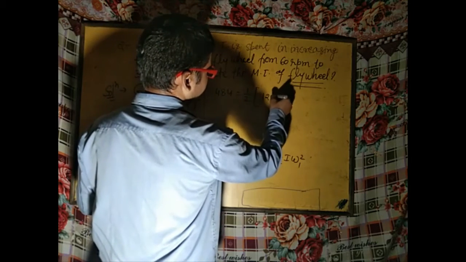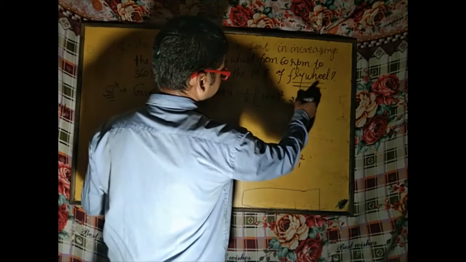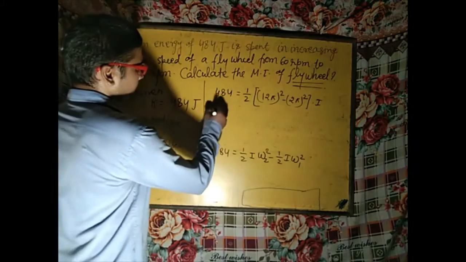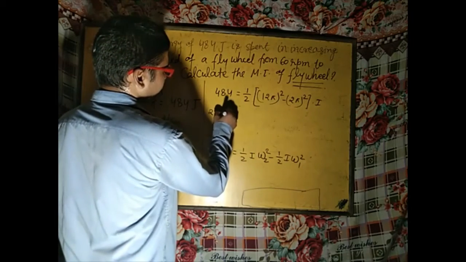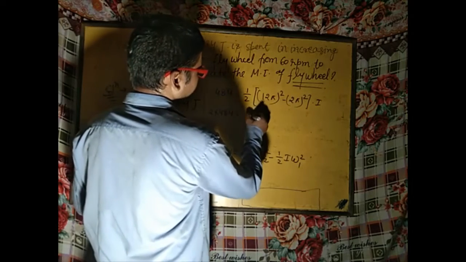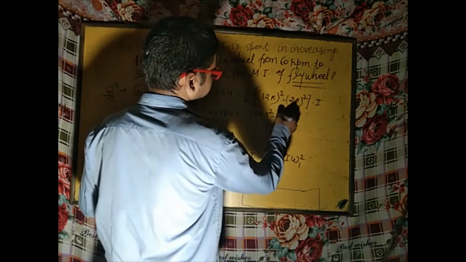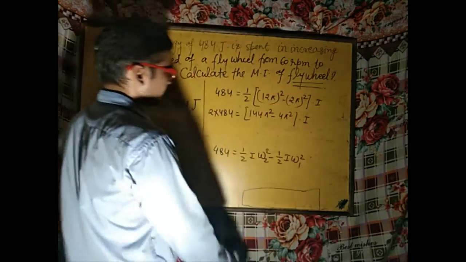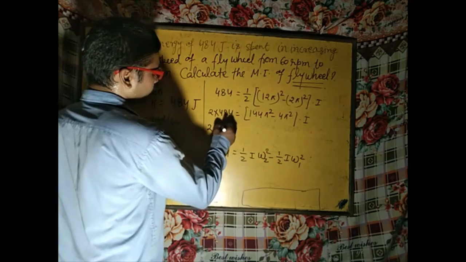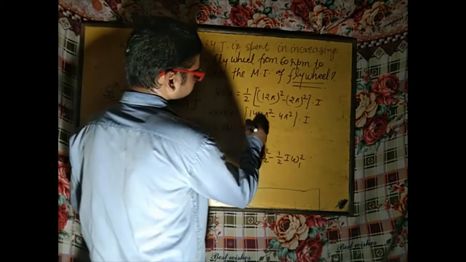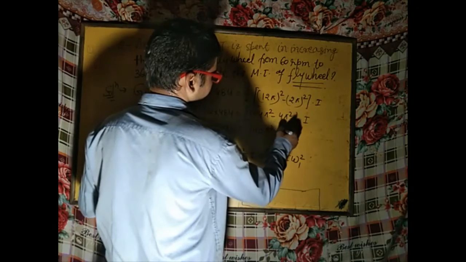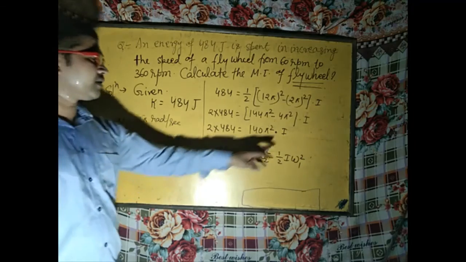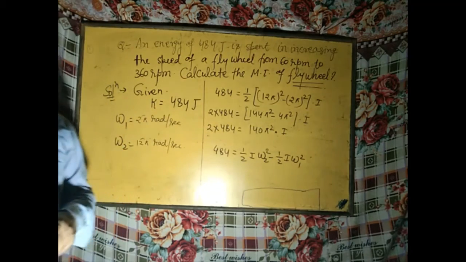This one is the 12 pi square minus 2 pi whole square into I. So you can multiply here 2 into 484 is equal to 144 pi square minus 4 pi square into I. So you can write here 2 into 484 is equal to 140 pi square into I. Okay. Now to find the value of I, we can rearrange this equation.